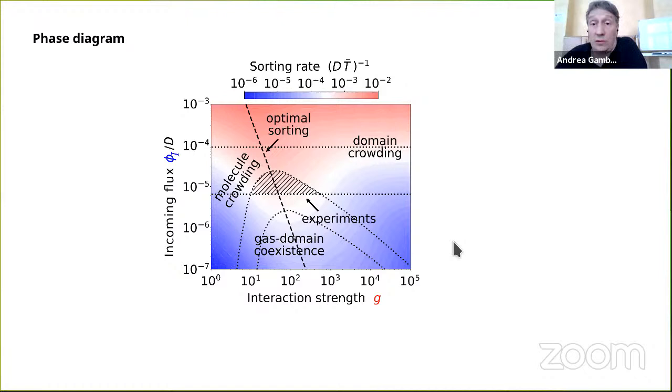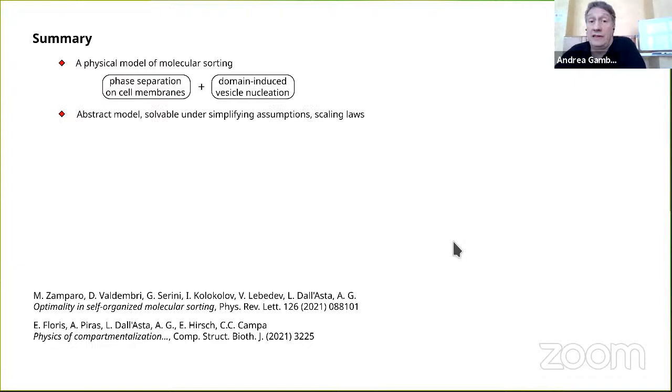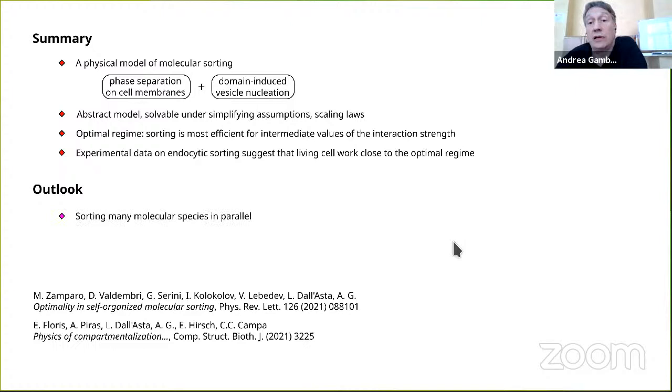So, summing up, we have proposed a physical model of molecular sorting, which is based on two very simple ingredients: phase separation in cell membranes and domain-induced vesicle nucleation. This is solvable under simplified assumptions, and you can find simple scaling laws. And the most important thing is you find an optimal regime. Sorting is most efficient for intermediate values of interaction strength, where the number of sorting centers is minimal. And apparently this is compatible with experimental data.